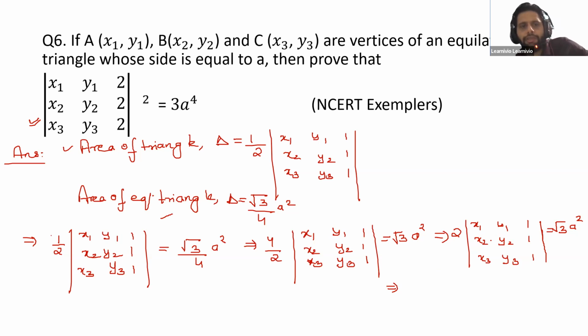If you are multiplying the complete determinant by 2, then what value will we get? Atif? So it will be 2 raised to 3 into the value of the determinant. Will you please repeat? So 2 raised to 3 into the value of the determinant. No. We are multiplying the complete determinant with 2.